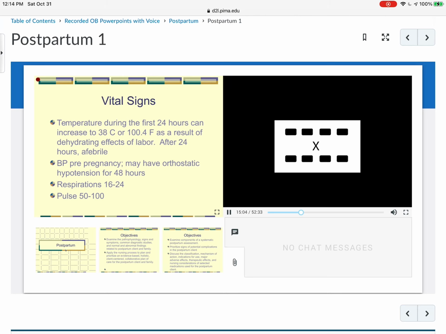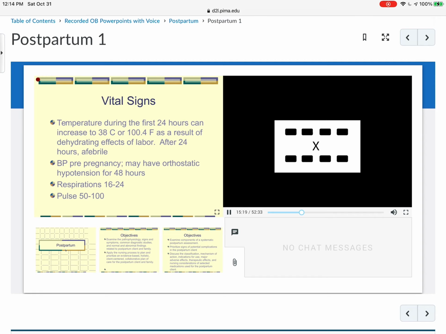In medicine, sometimes we always give what is best for the whole. What are the normal vital signs right after delivery? Because not only are we going to do our fundal check and check for bleeding, but we also need to check the vital signs every 15 minutes.